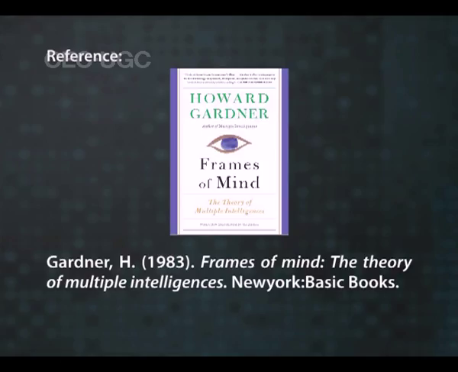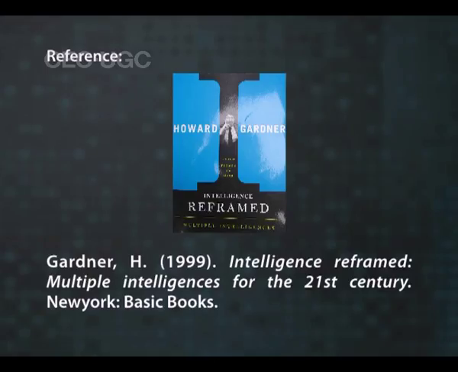Reference. For understanding the theory of multiple intelligences, the best book for reference is Frames of Mind: The Theory of Multiple Intelligences by Howard Gardner, in which he had first presented the idea, published in 1983 by Basic Books, New York. For an understanding about the extension of the theory by which Gardner has added more intelligences, you can read Intelligence Reframed: Multiple Intelligences for the 21st Century, published by Basic Books, New York in 1999.